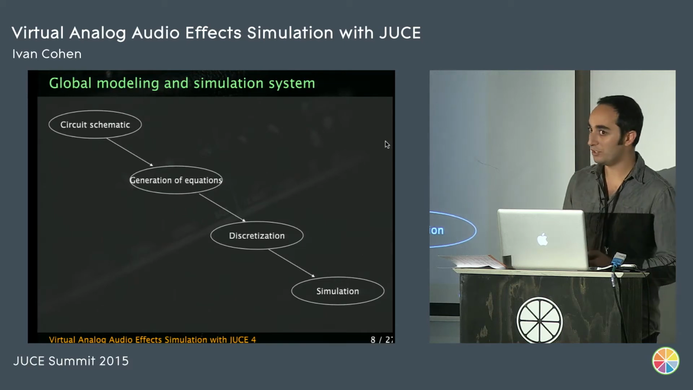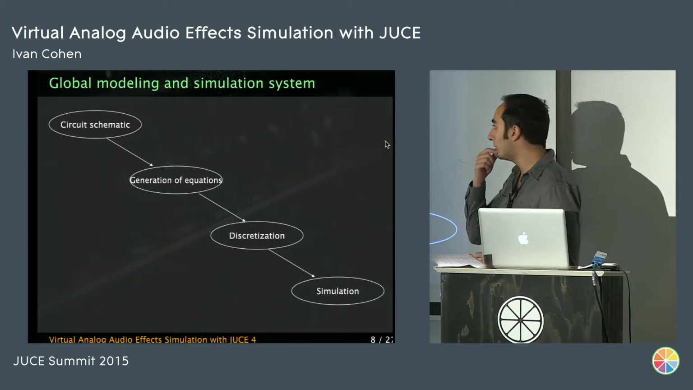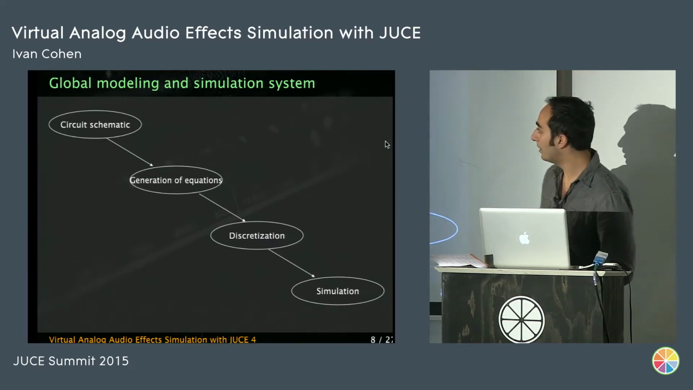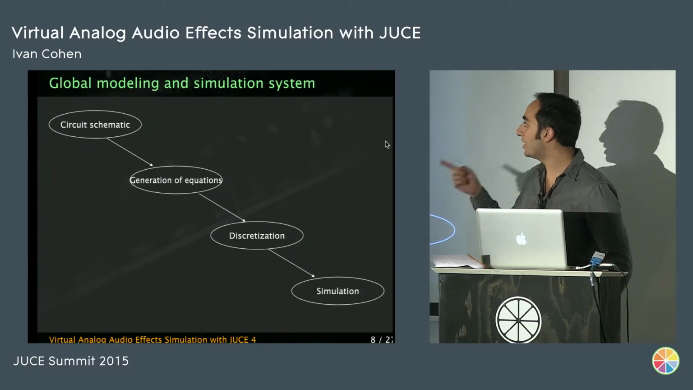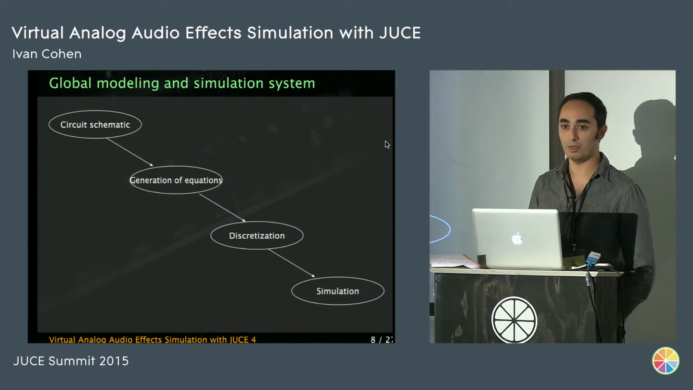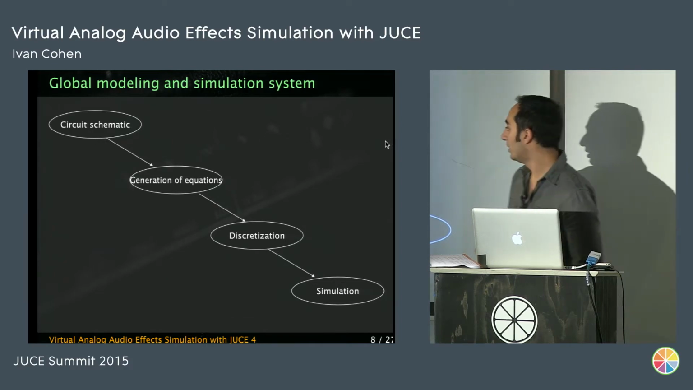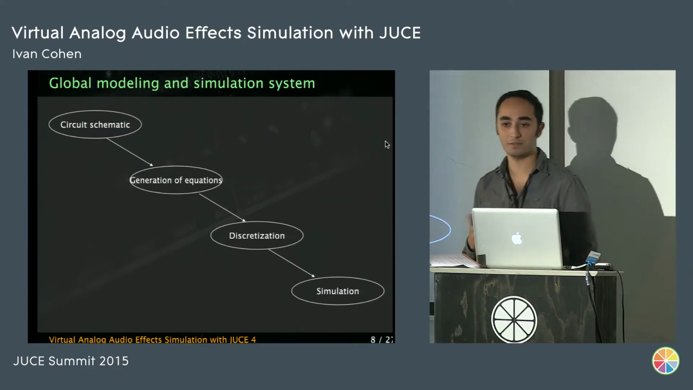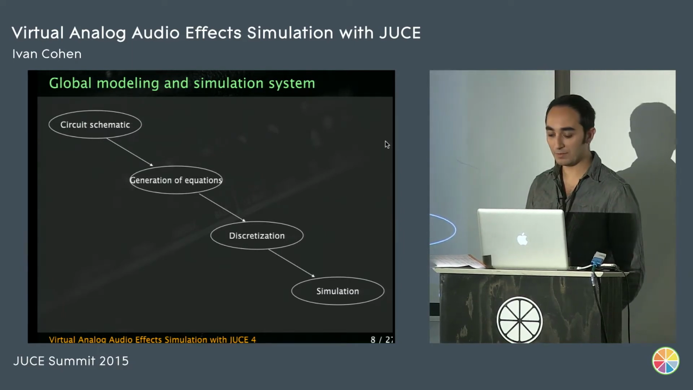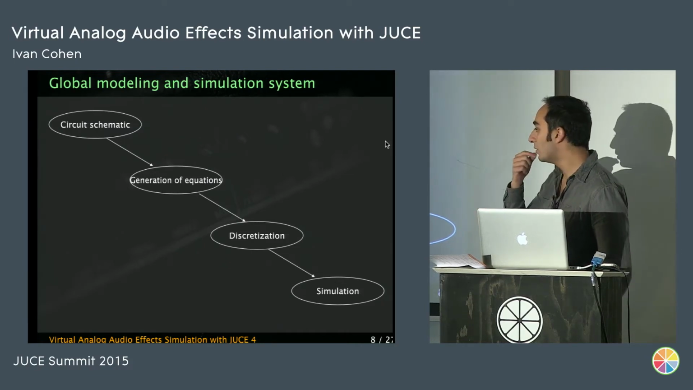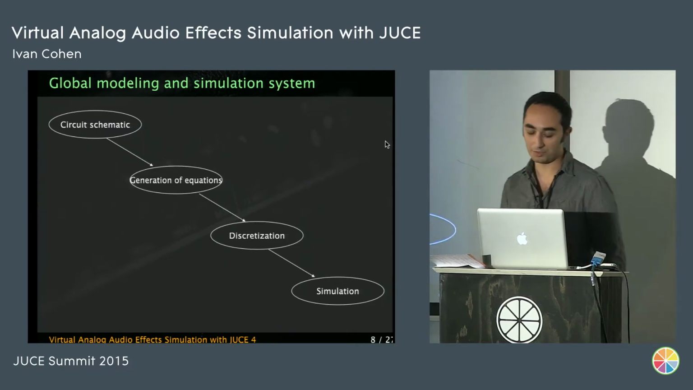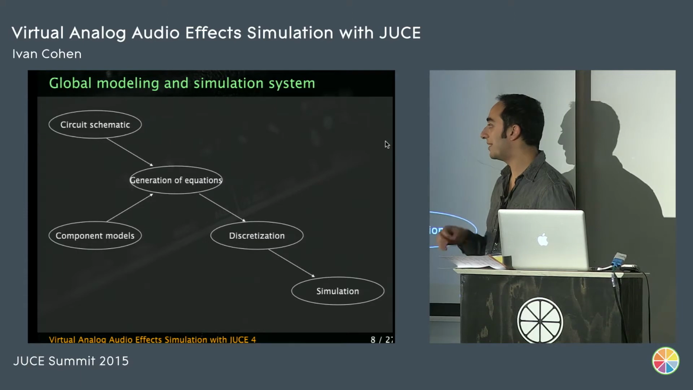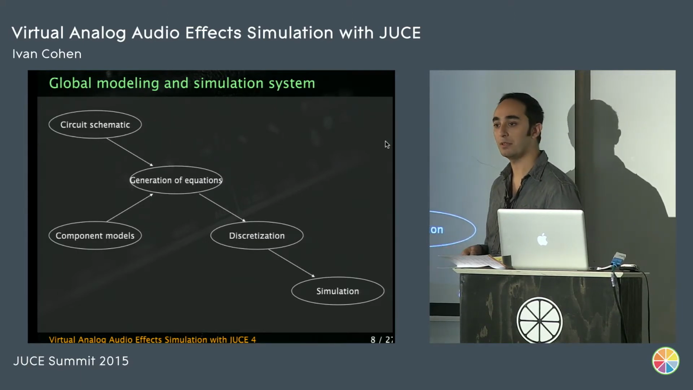Globally, when you are doing physical modeling, you have to follow these steps. You have a circuit schematic. You try to generate the equations of this circuit in the real world, in the continuous domain. You do the discretization, so you can put these equations in the digital domain for a given sample rate. And then you have the simulation engine, which solves all the equations in real time. You can add a few things there, like all the mathematical component models you are going to use. I will say more about that after.